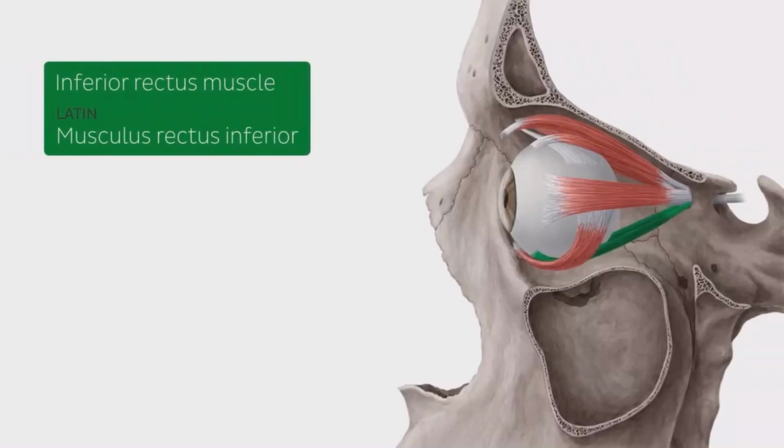The inferior rectus is a straight muscle that originates from the common tendinous ring, also known as the annulus of Zinn, which is found at the apex of the orbit around the optic canal, indicated here by an arrow. The common tendinous ring is formed by the tendons of the rectus muscles.